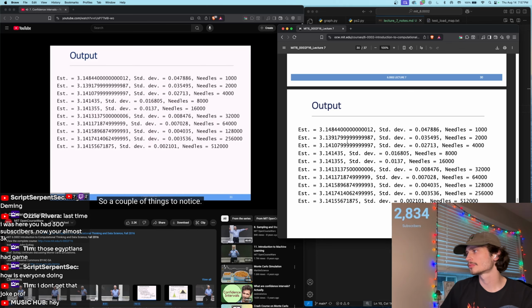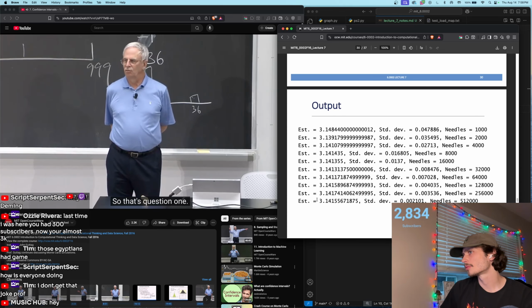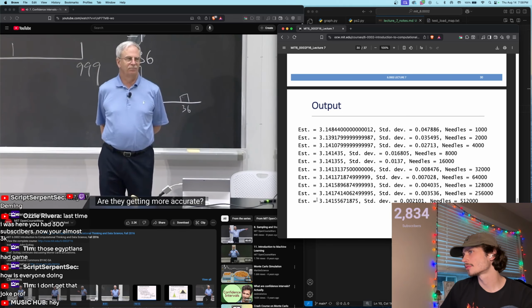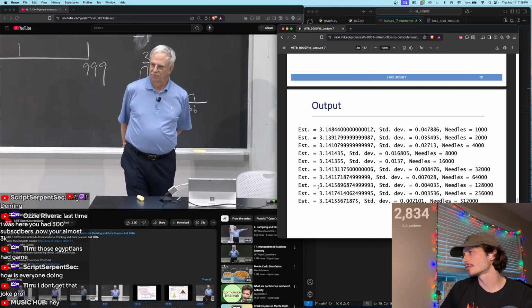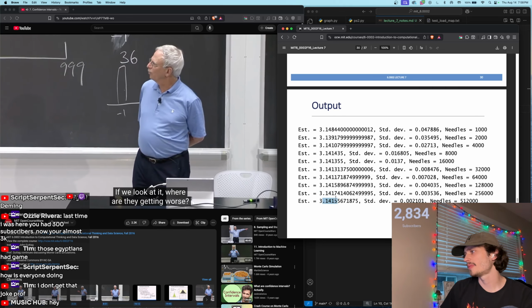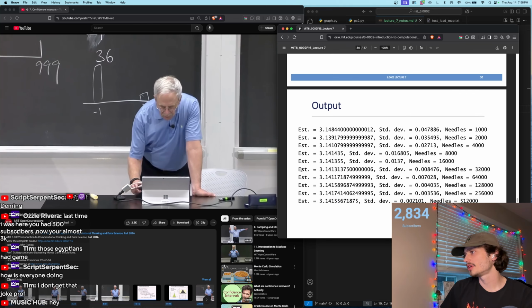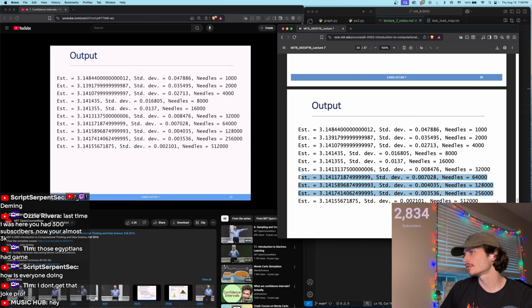So a couple of things to notice. One, are my estimates of pi getting monotonically better? You'd like to think as I add more needles, my estimates are getting more accurate. So that's question one. Are they getting more accurate? Not monotonically, right? Look at it, this one was 1.5, then it went back to 1.415. So you're getting worse here. All right, 3.148. Well, 3.13 is already worse, right? So I double the number of needles and I get a worse estimate.